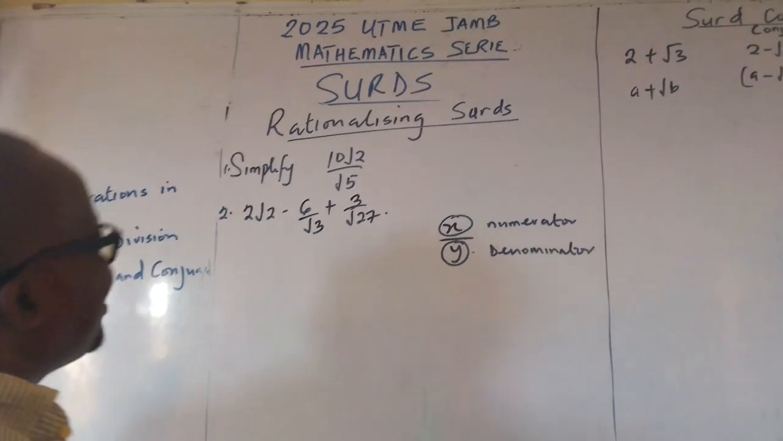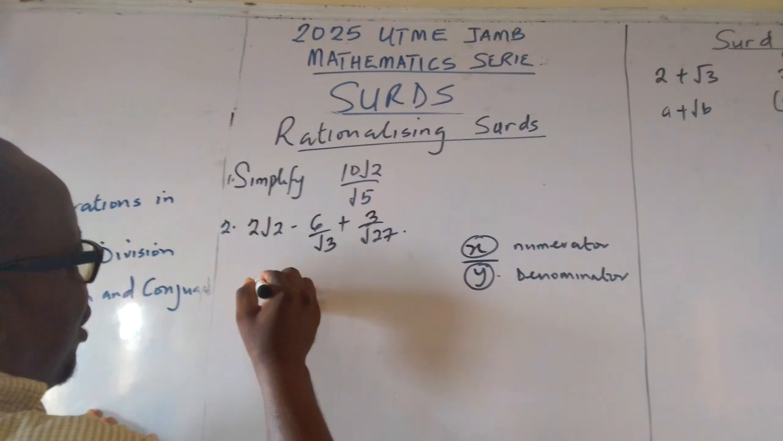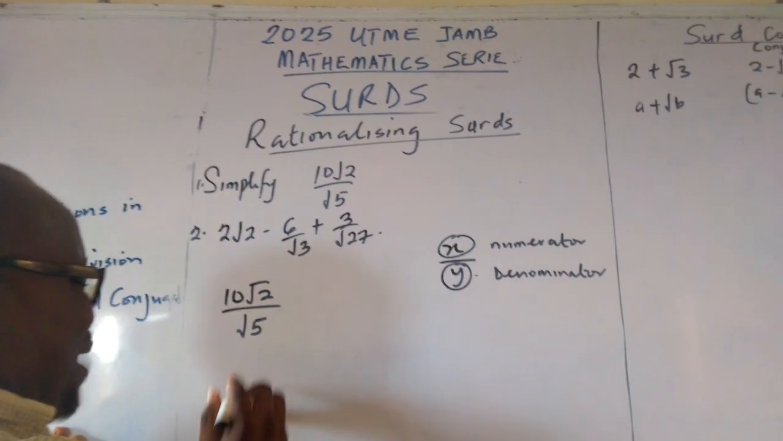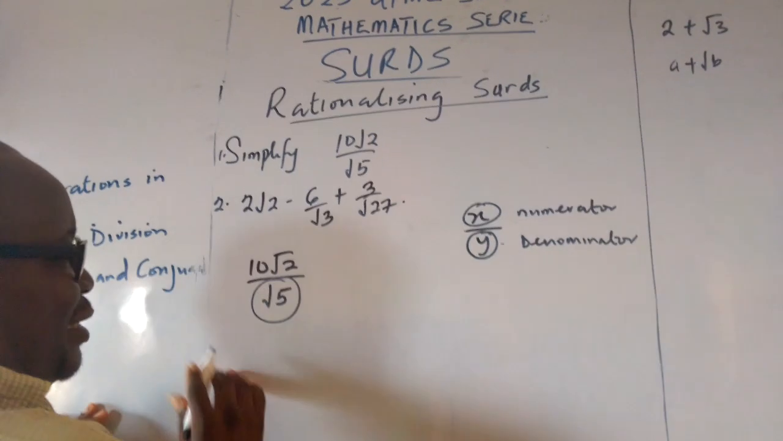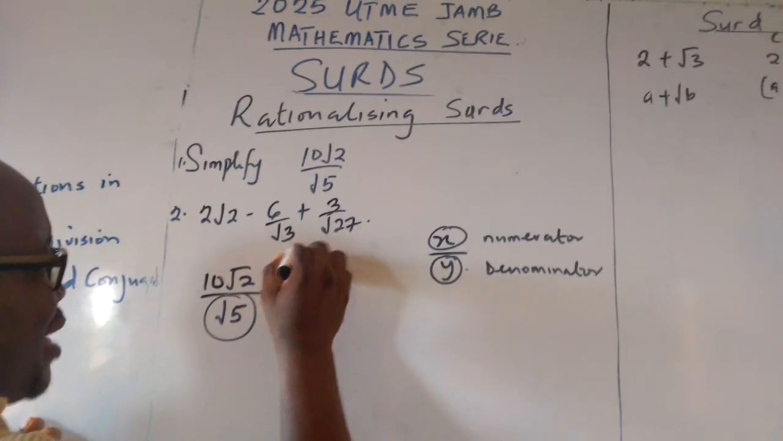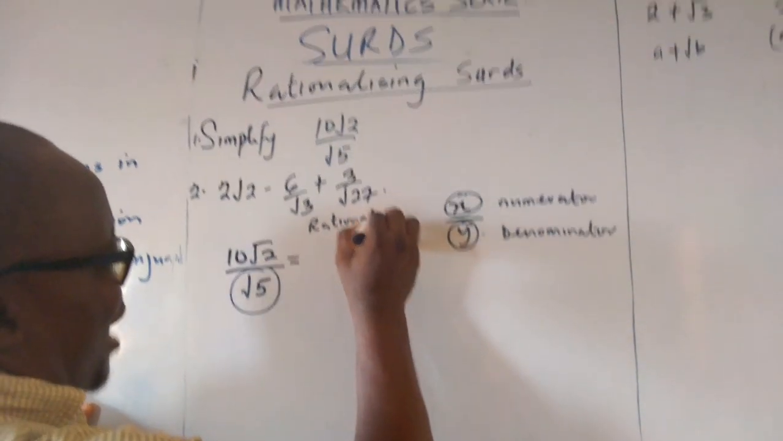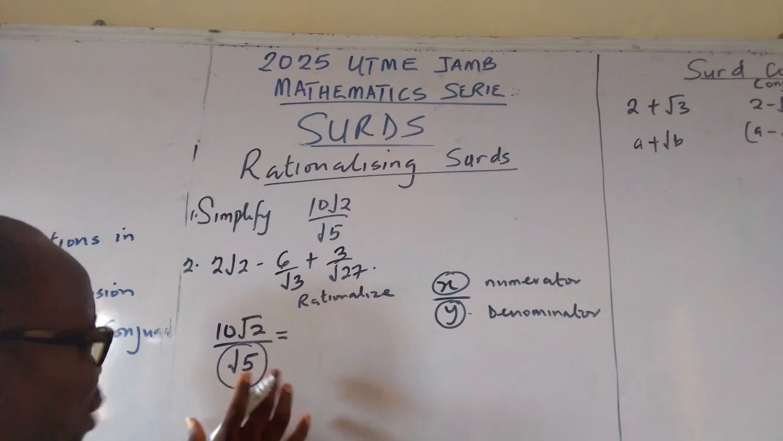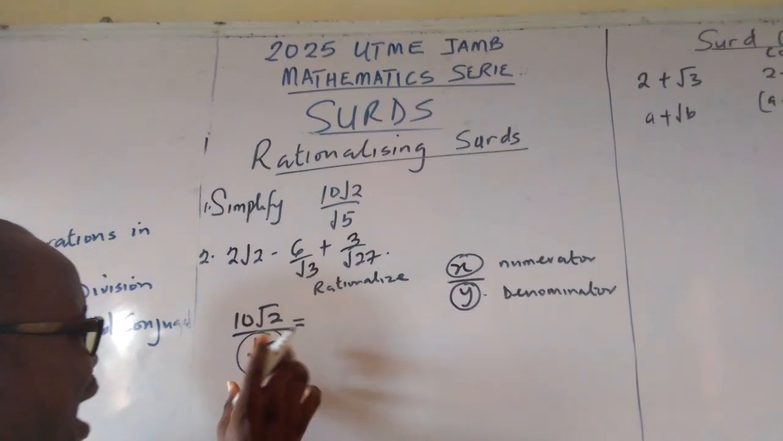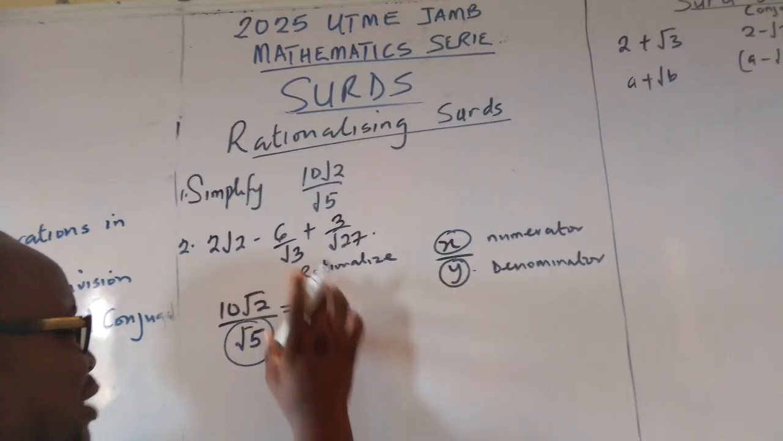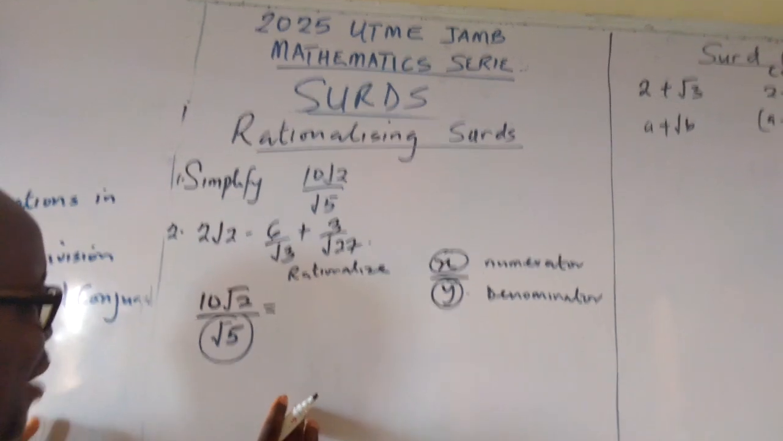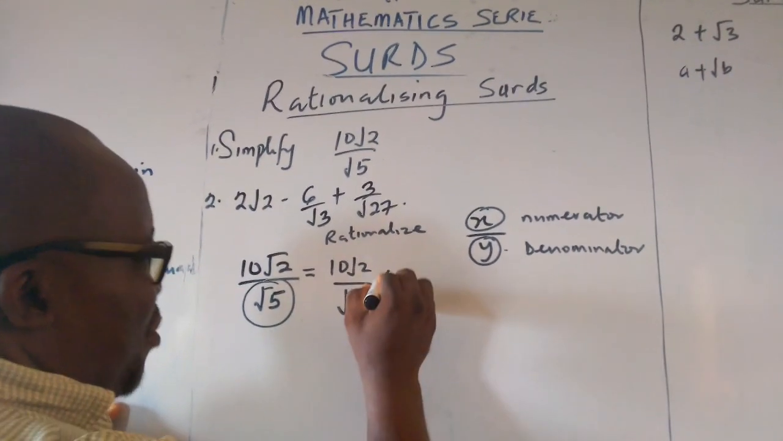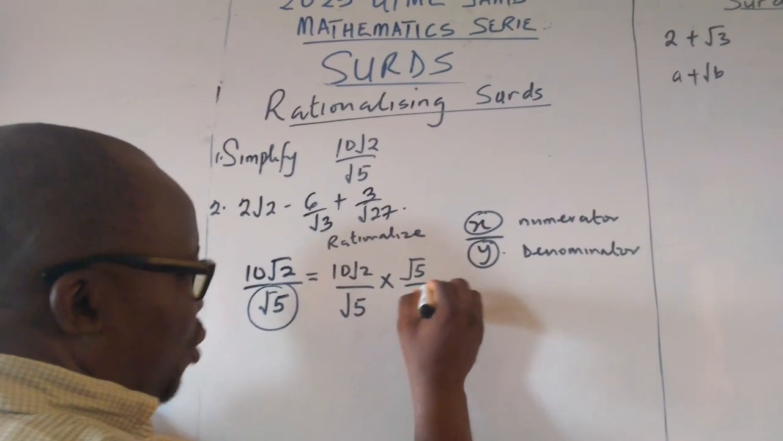Let's use this first one as an example. Let's solve this now. This is 10 root 2 all over root 5. Mathematically, I said we cannot have a square root as a denominator. So what do I do? I rationalize. In rationalizing, the whole idea is to eliminate the root. So I will use this denominator to multiply both factors up and down. It's just like saying 10 root 2 all over root 5 multiplied by root 5 all over root 5.